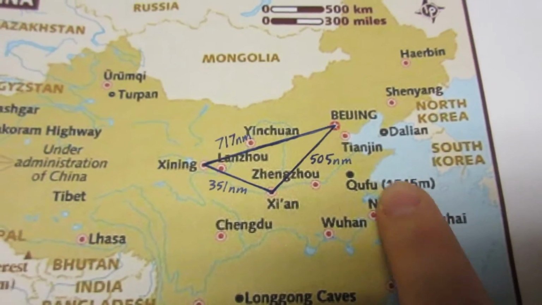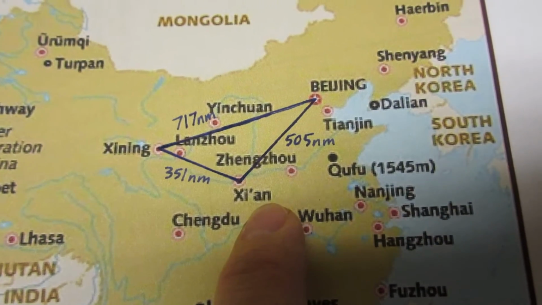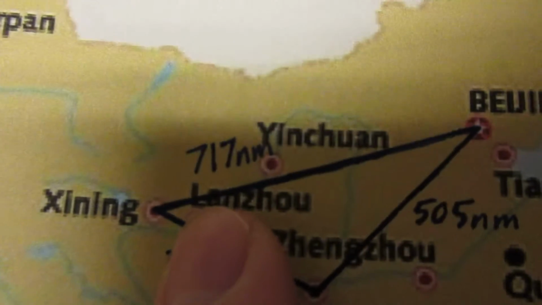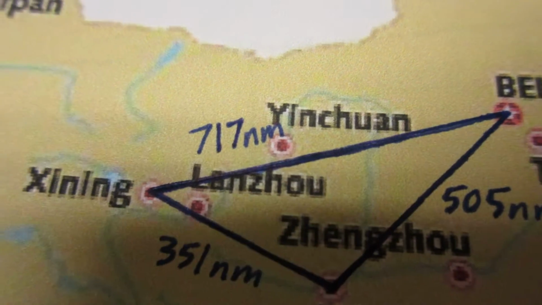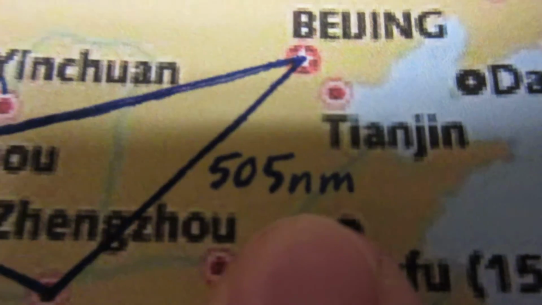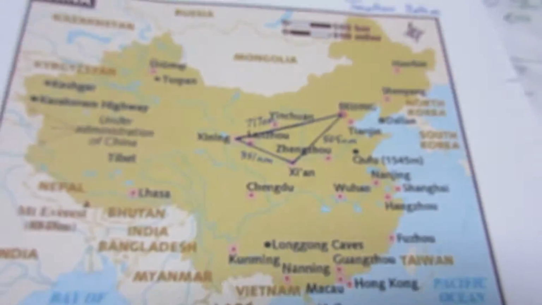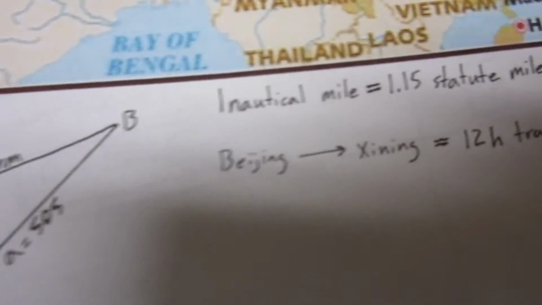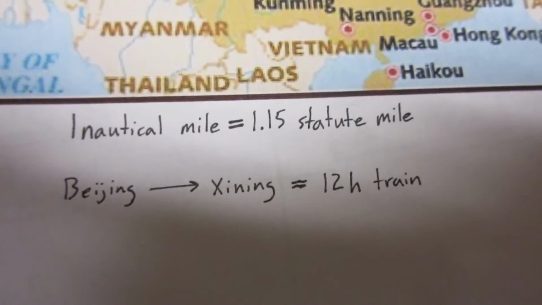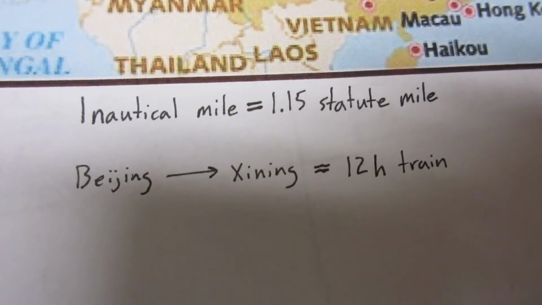So here's the map. We've got Beijing up here, capital city where I flew into. We've got Xining and Xi'an. We're looking at about 717 nautical miles, 351 here, and 505 nautical miles here to Xi'an. So that's our map. Here's our triangle. 1 nautical mile is approximately 1.15 statute miles, so they're roughly the same, just a little bit different.